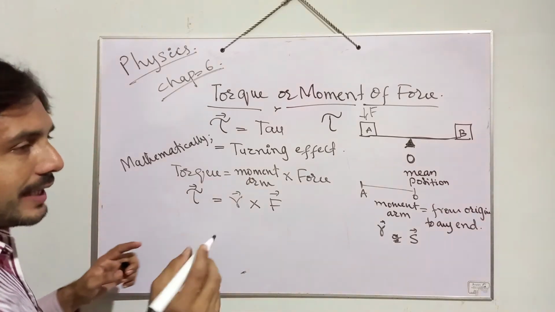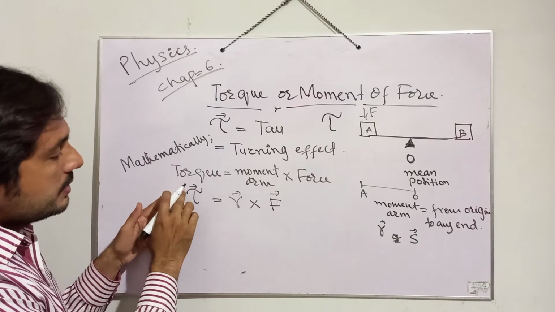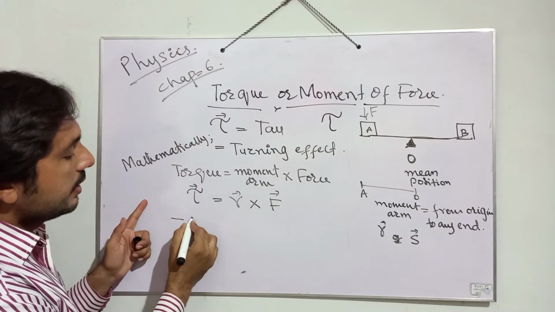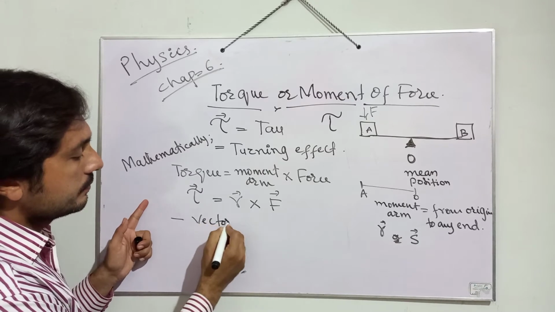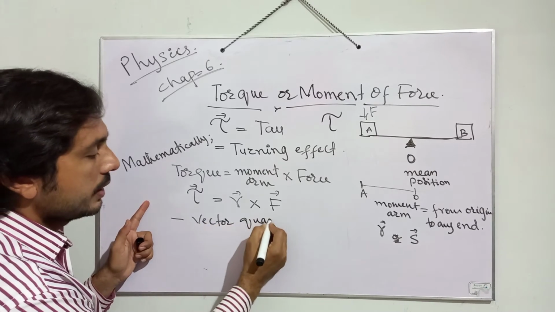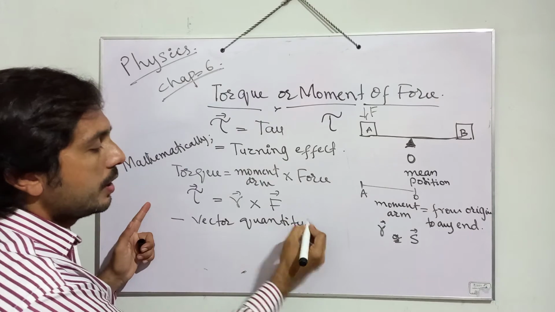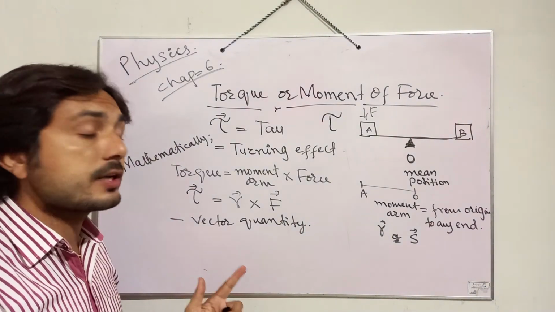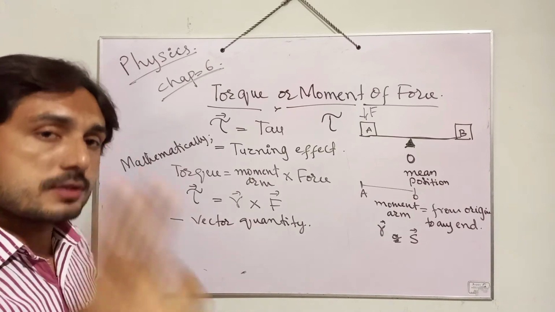As you can see there, there is the arrow upon the head of the torque, so torque is a vector quantity. So if it is a vector quantity, it must have a direction. So what would be the direction of this torque? There might be only two directions of the torque.